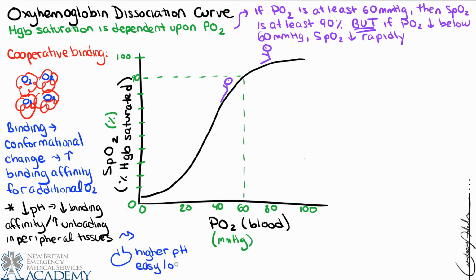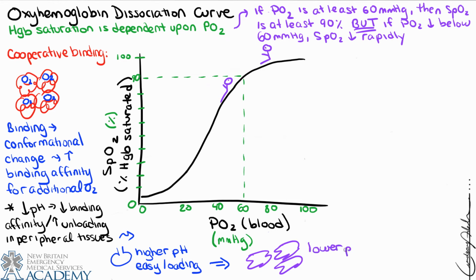So in the alveoli, we're likely to have a higher pH, which means that we have easy loading of the oxygen, which is what we want. We want the red blood cells passing through the pulmonary capillaries to have an easy time collecting that oxygen from the alveoli so that it can travel anywhere in the blood where it needs to go. And then when we arrive at the peripheral tissues, we're going to experience a lower pH.